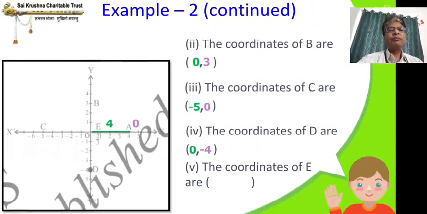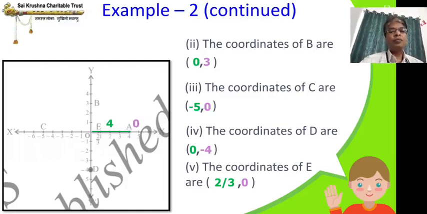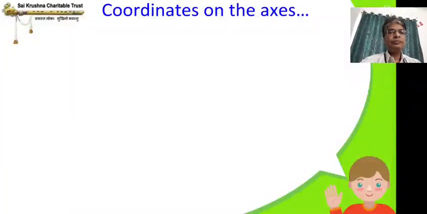Yes, very good, same. (2/3, 0), because it is 2/3 units from the y axis, therefore the first coordinate is 2/3, and the second coordinate, that is the y coordinate or ordinate, is 0 because it is lying on the x axis itself. So, if you have made any mistake, you can note down the reason for the mistake also, then go to the next page.